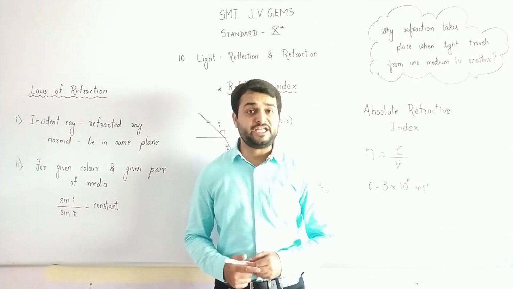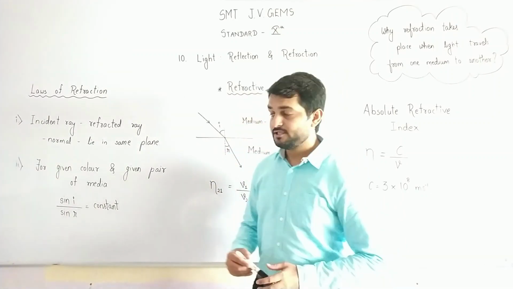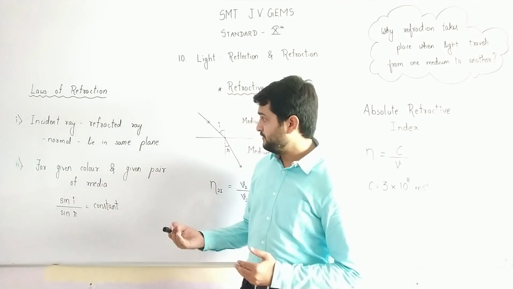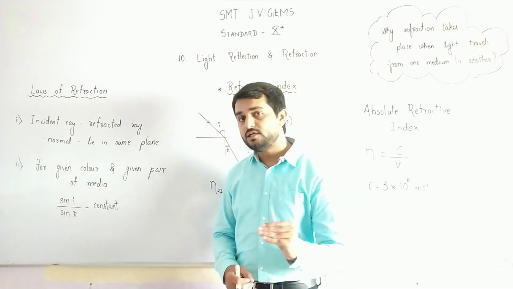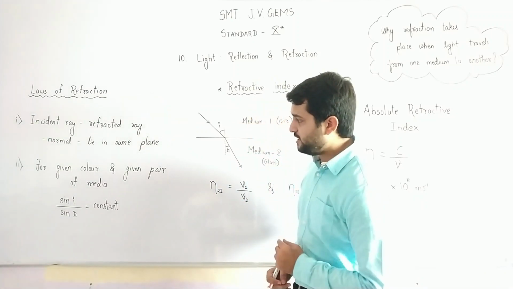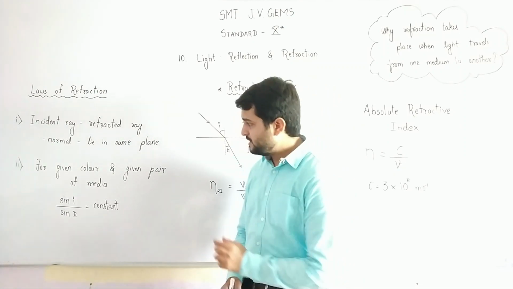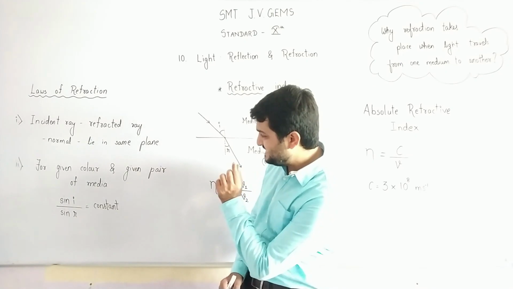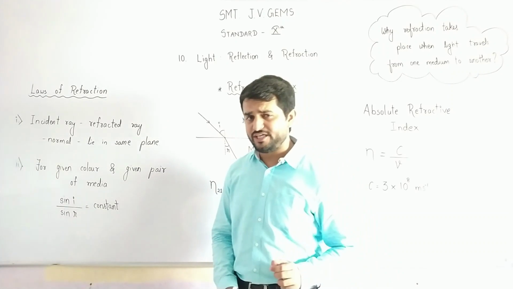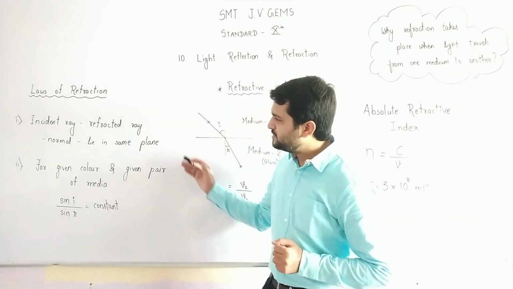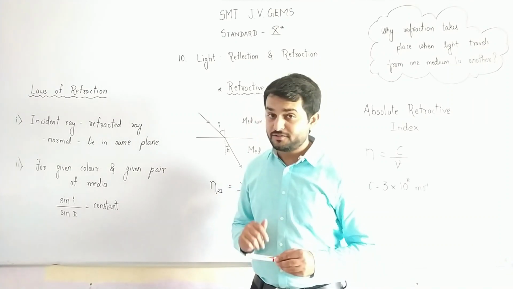Students, now moving on to the next topic, that is laws of refraction. The first law is the incident ray, the refracted ray, and the normal drawn at the point of incidence, they all lie in the same plane. Another one is, for a given color and for a given pair of media, the ratio of the sine of the angle of incidence to the sine of the angle of refraction is always constant. Now this appears similar to the laws of reflection, but you see the second point is different.